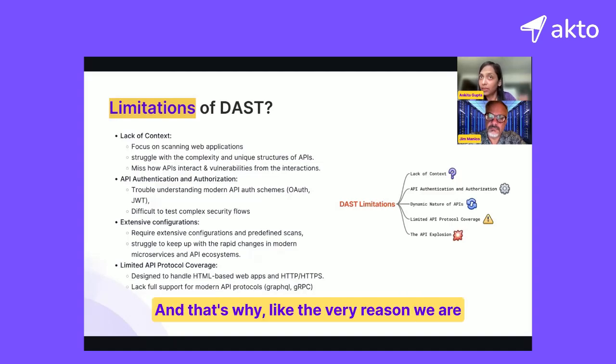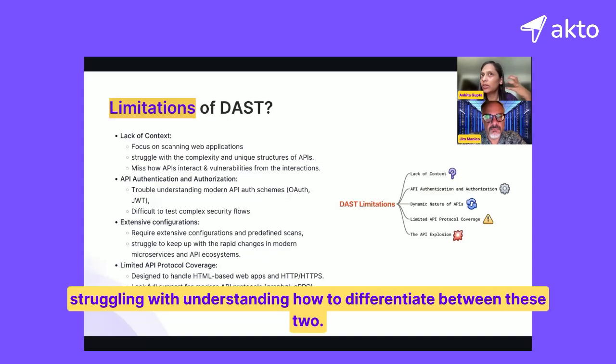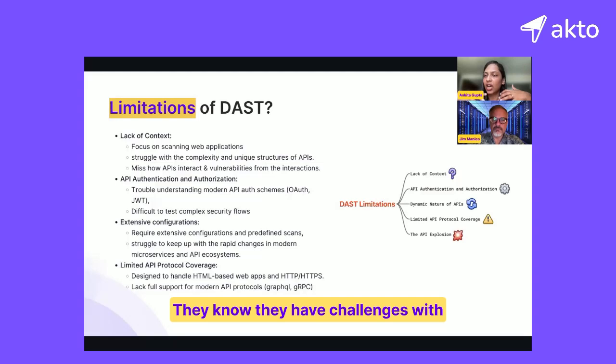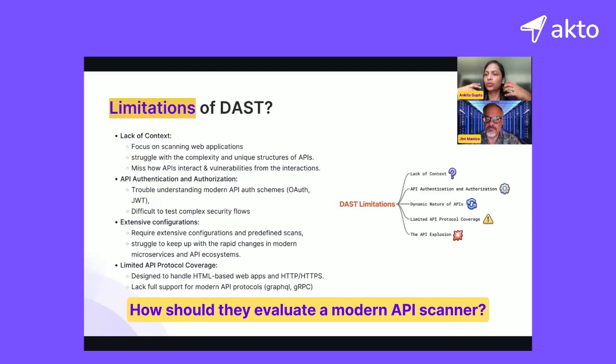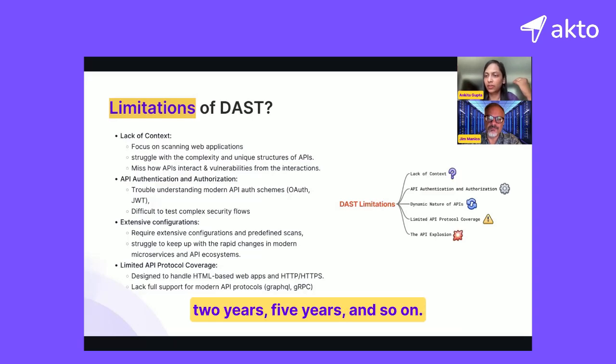And that's the very reason we are doing a webinar on this topic. In the last 3-4 months, there have been so many conversations I've been part of where people are trying to move from traditional DAST to API scanners. And they're struggling with understanding how to differentiate between these two. They know they have challenges with traditional DAST, but they cannot quantify what they should look for if not traditional DAST. What is that modern API scanner? How should they evaluate a modern API scanner? What is that futuristic plan for the next 2 years, 5 years, and so on? And that's why we are doing this.